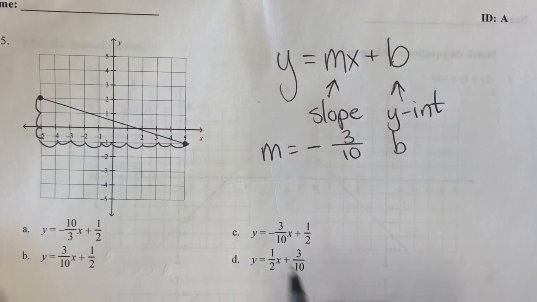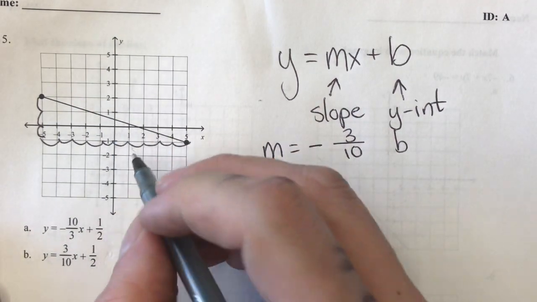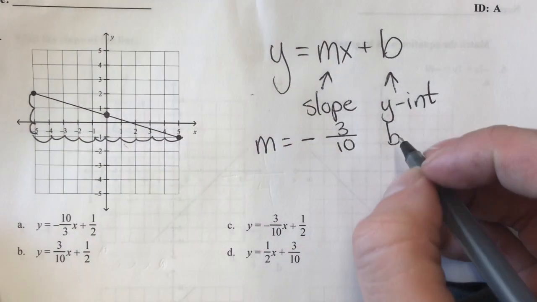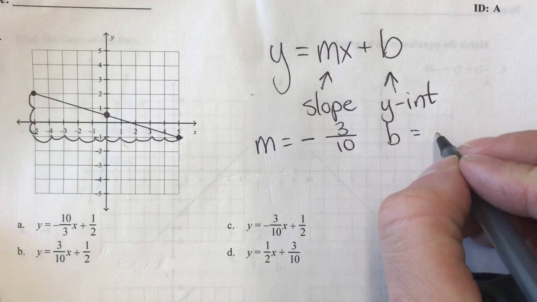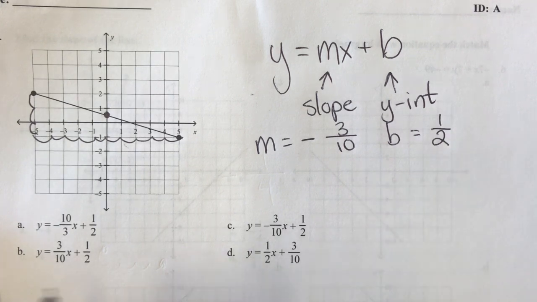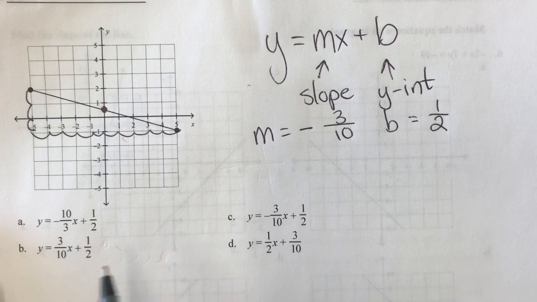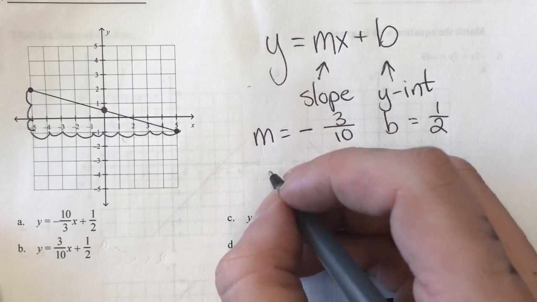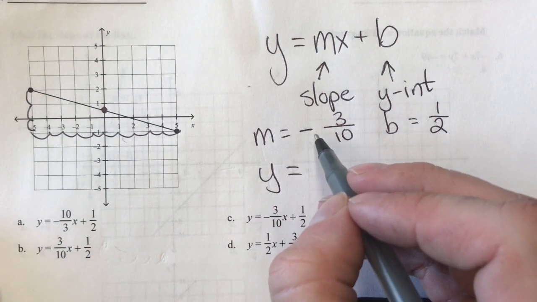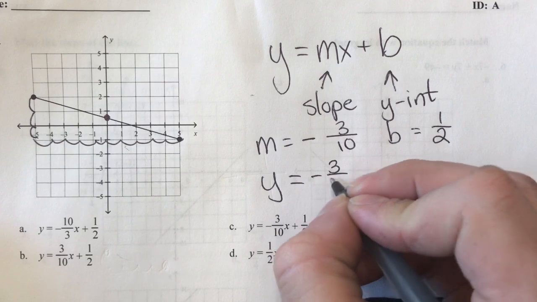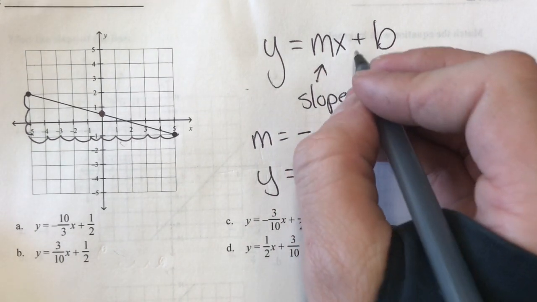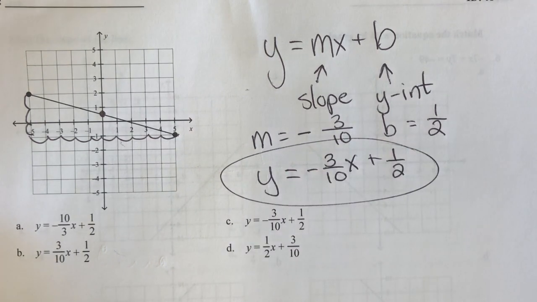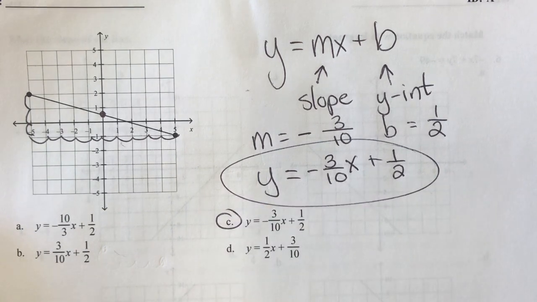My y-intercept is the moment that my line crosses the y-axis. It crosses it right there in between the origin and the 1, which makes my y-intercept a half, or 0.5. Since this is giving me everything in fraction form, I'm not going to put 0.5, I'm going to make it a half. So my equation is going to be y equals m, which is now negative 3 over 10, x plus b, which is a half: y equals negative 3 over 10 x plus a half.